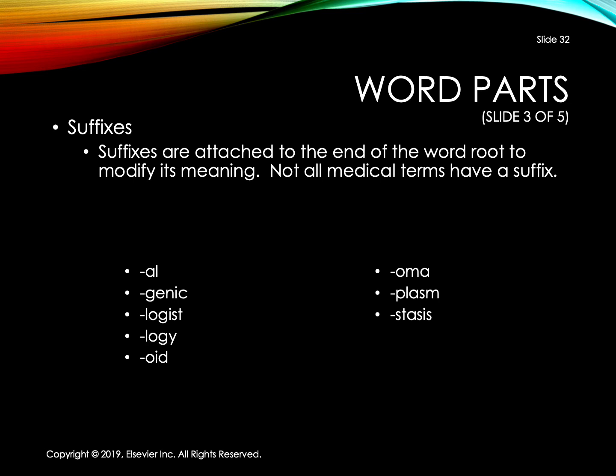Oma, like sarcoma, like I mentioned before, would be a tumor of some kind. Neuroma would be a tumor of the nervous tissue. Plasm is a growth or substance or formation. And then stasis means control or stop.